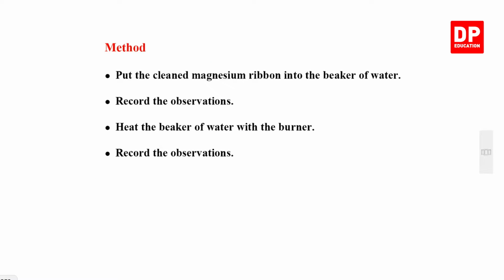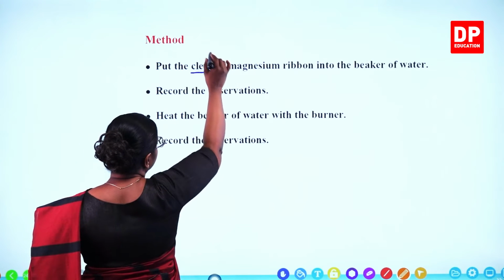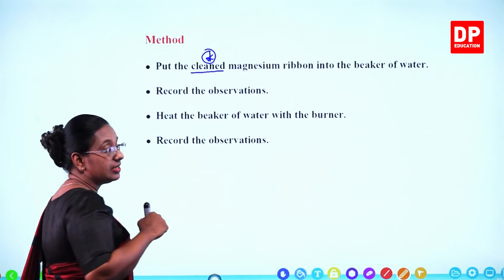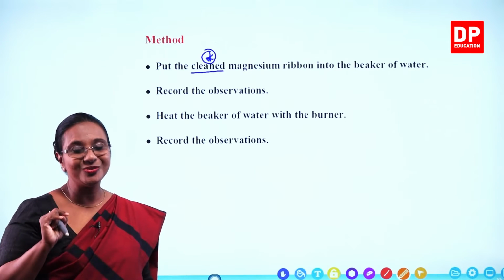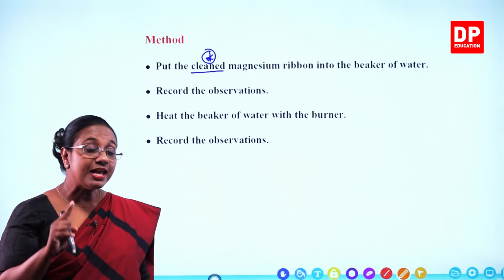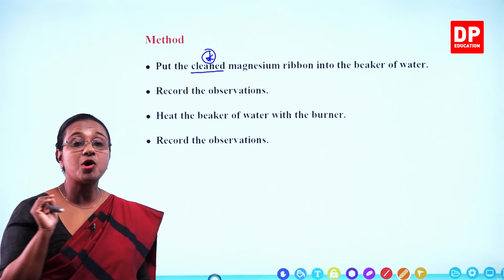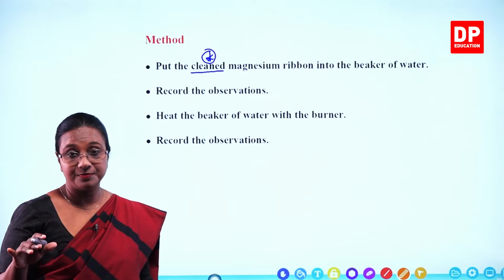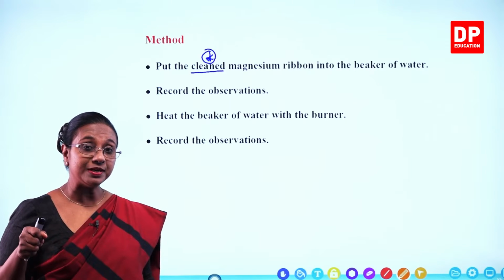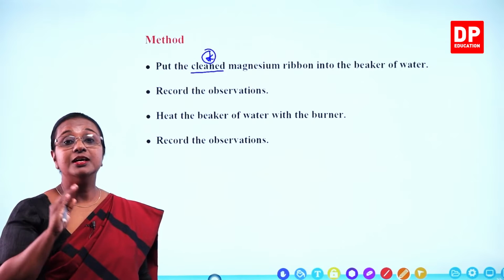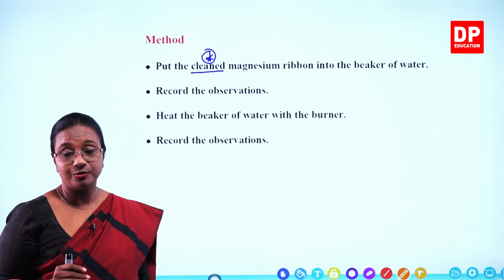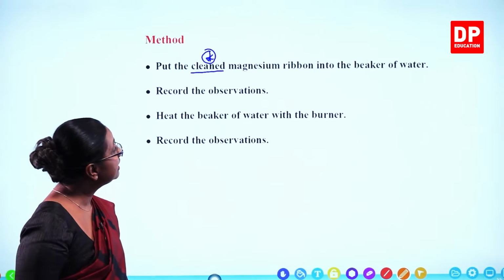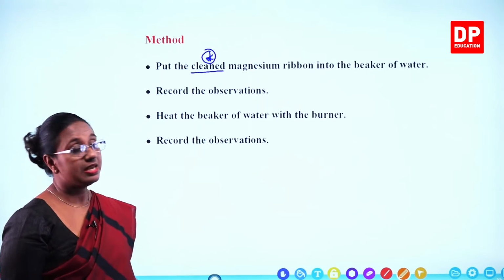Method. Put the clean magnesium ribbon into the beaker of water. You all know why we need to clean the magnesium. Normally when it is stored in the lab, what happens? It reacts with oxygen slowly. It takes time, but there is a reaction and a magnesium oxide layer is formed over the magnesium. So when you clean it with sandpaper, the oxide layer is removed and the lustrous, shiny magnesium metal is exposed. So we need to put the cleaned magnesium ribbon into the beaker of water.